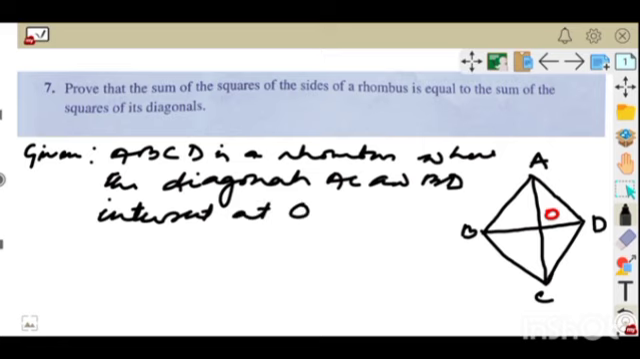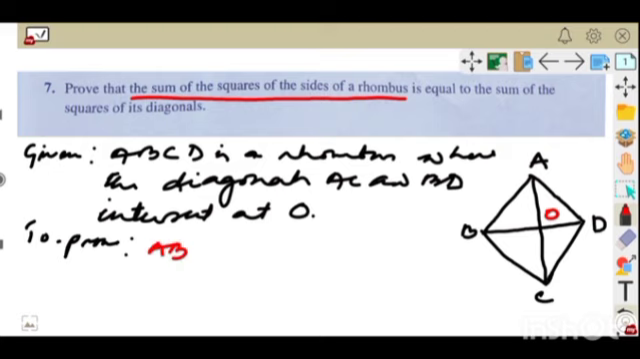That is the given. So what shall we prove? Let me tell you now. I didn't explain before. To prove: the question says that the sum of the squares of the sides of a rhombus. Here, what are the sides of the rhombus? AB, BC, CD, AD. Sum of the squares of the sides, that means AB square plus BC square plus CD square plus AD square.